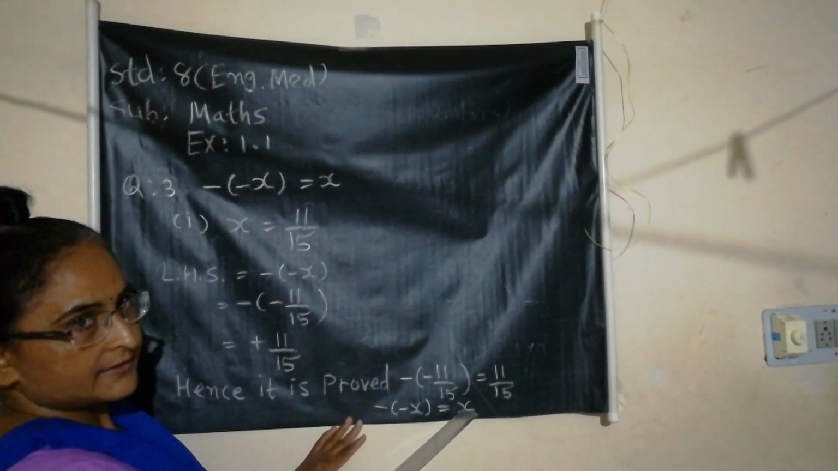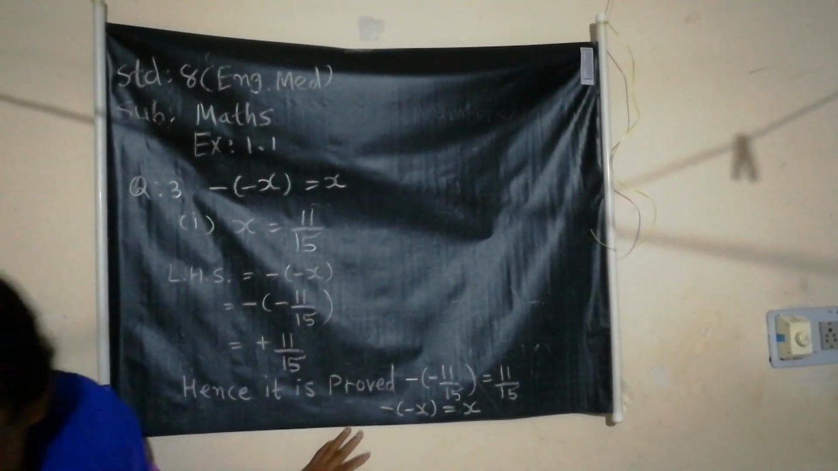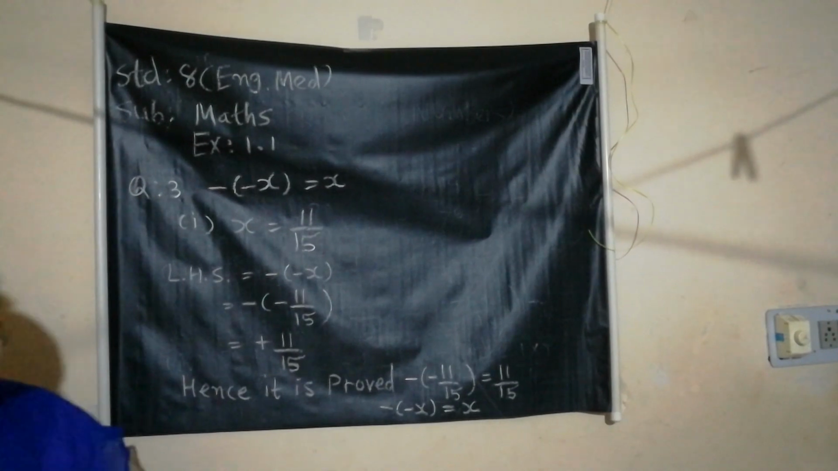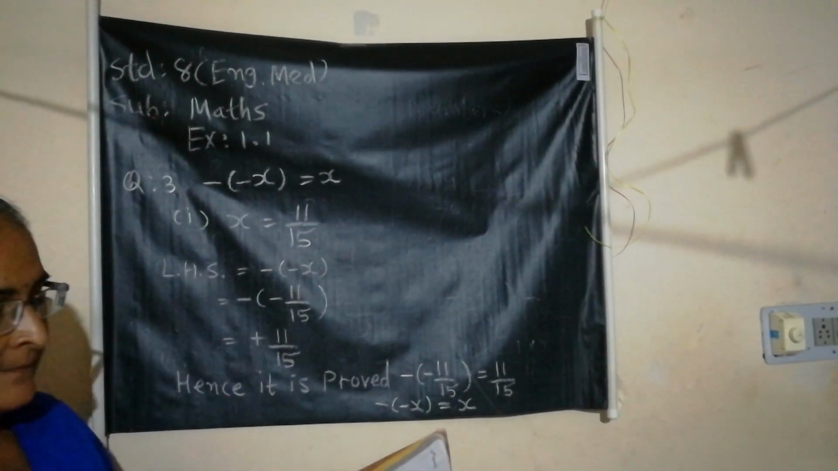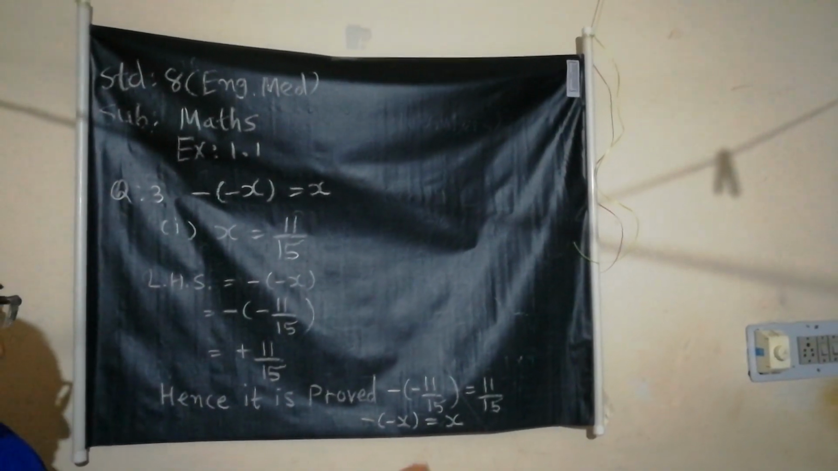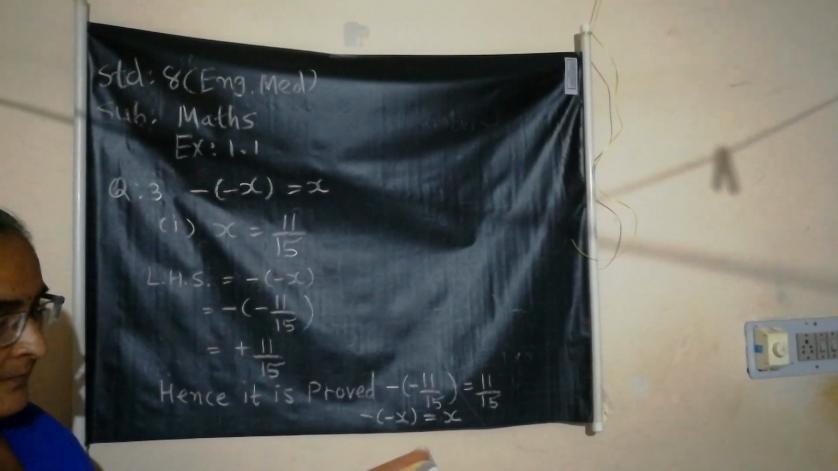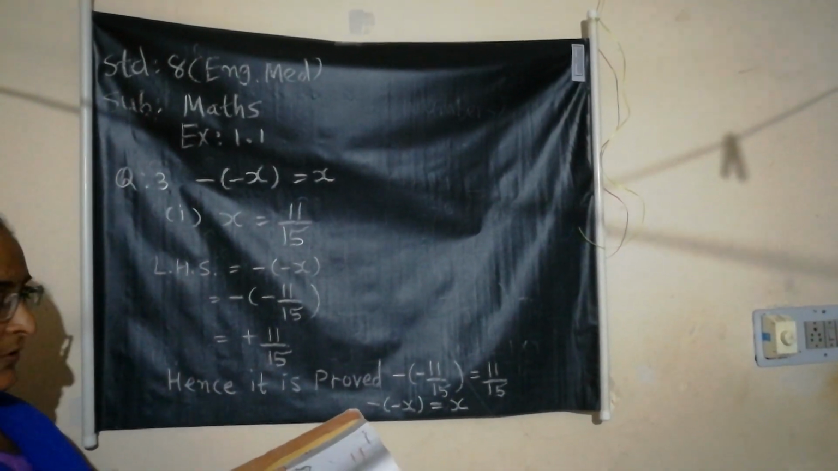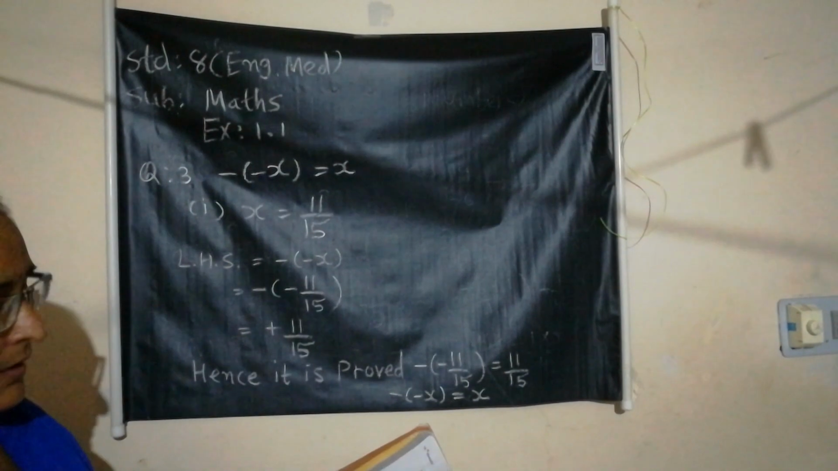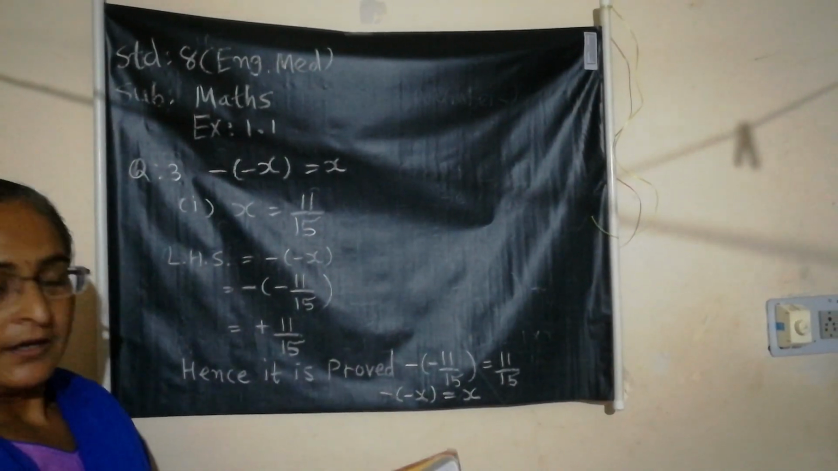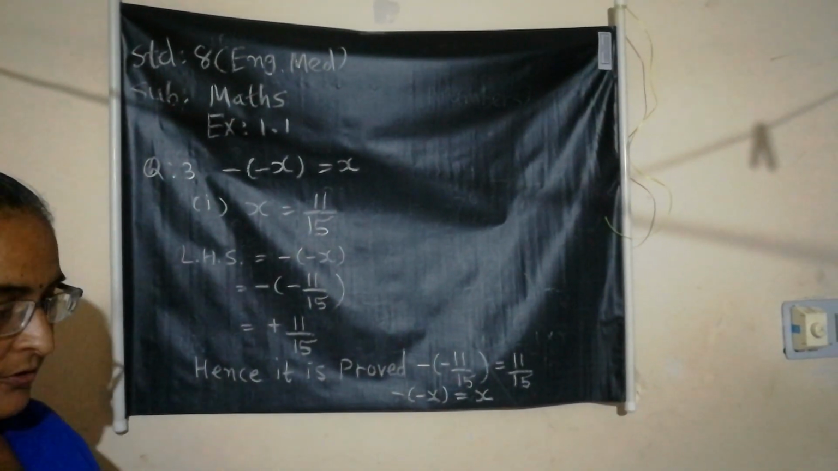equals x. Now the second sum of question number 3 is x equals negative 13 upon 17. Same question. Therefore, you have to do this sum yourself on your own.